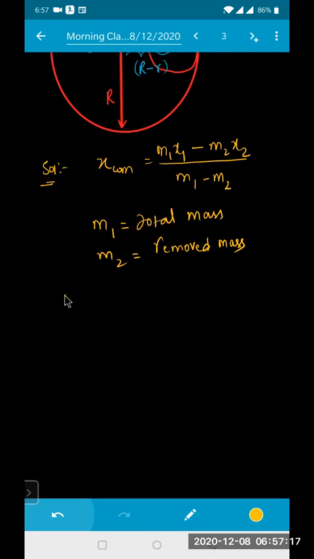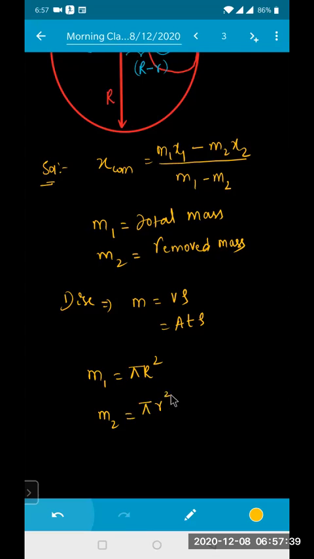So for the disk, if I am talking about mass, mass is equals to volume into density. Volume is equals to area into thickness into rho. So m1 will be equal to how much? Pi into R square. Thickness and rho will get cancelled because it is made up of the same material. m2 will be equal to pi into small r square.